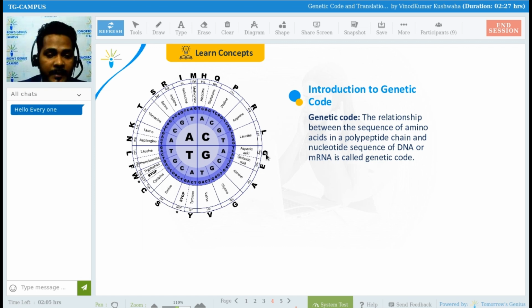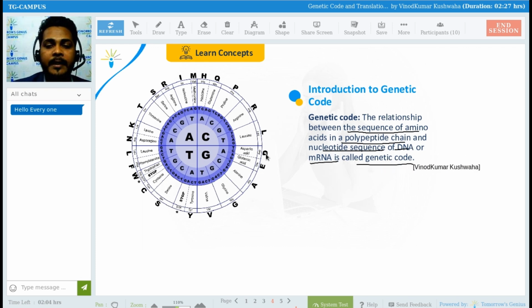So if we simply define the genetic code, it is what? The relationship between the sequence of amino acids in a polypeptide chain and the nucleotide sequence of DNA or mRNA is called the genetic code, right? What are these called? Genetic codes. Now there is one problem, right? DNA contains only 4 types of nitrogen bases. Yes or no?